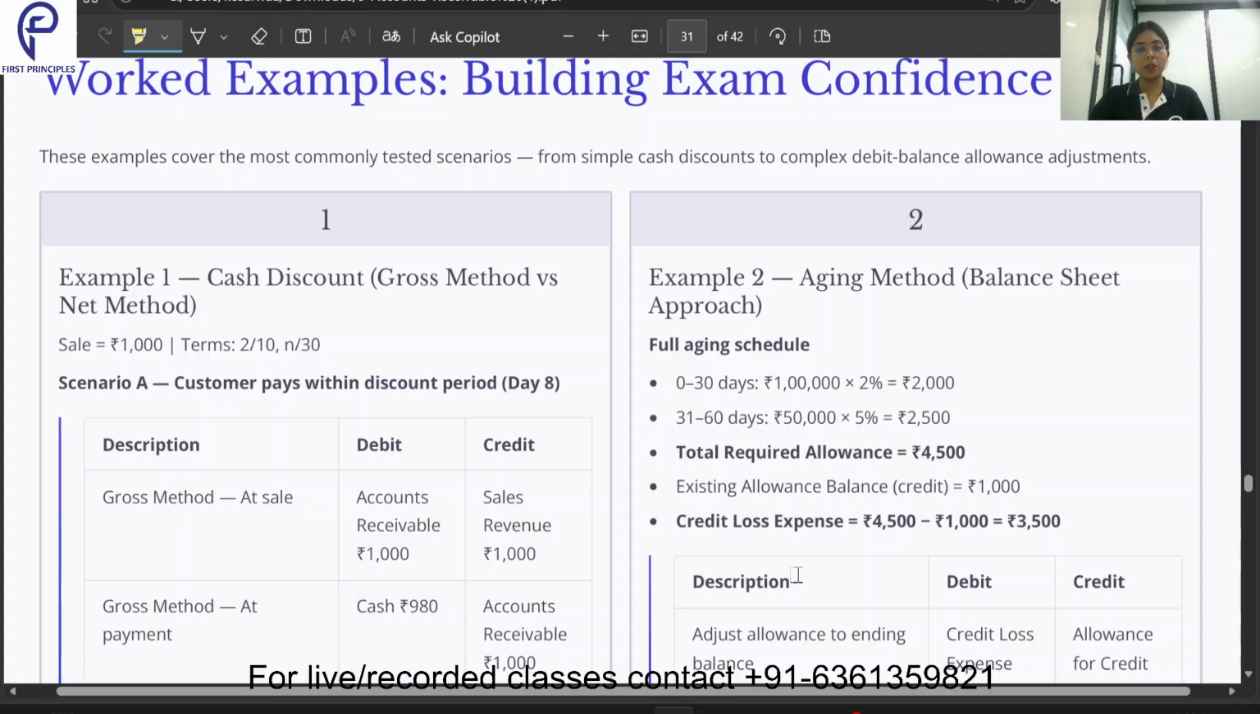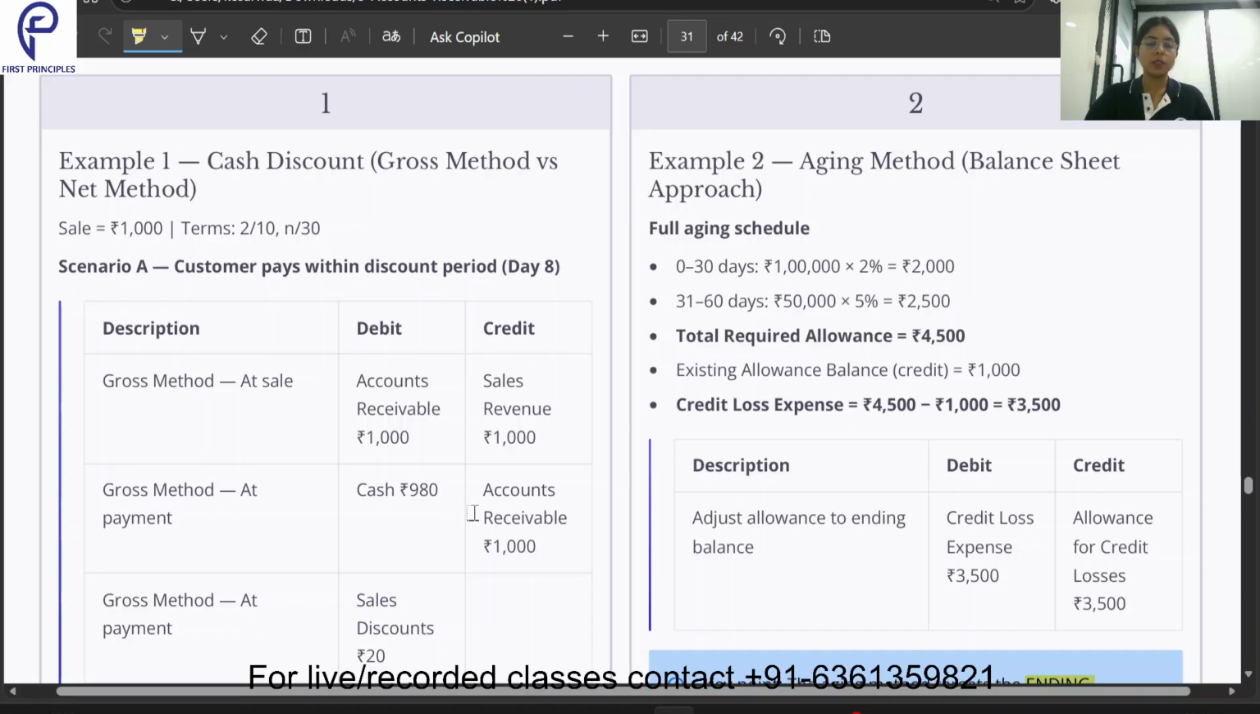Okay guys, let's have a look at the examples with the help of which our concepts will be completely cleared. Now, example 1 about cash discounts. Here the sale is given, the terms 2/10, n/30 are given, and we have to see 2 scenarios. Scenario A: customer pays within the discount period, paying within day 8, because the terms are 2% within 10 days or the entire amount is payable within 30 days.